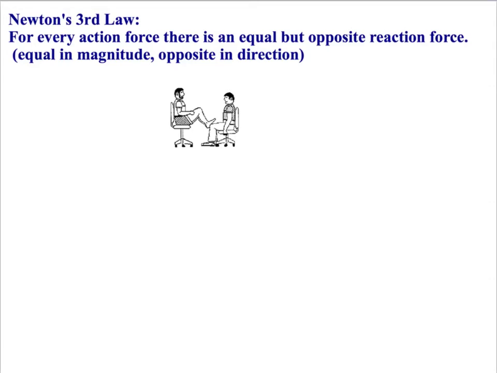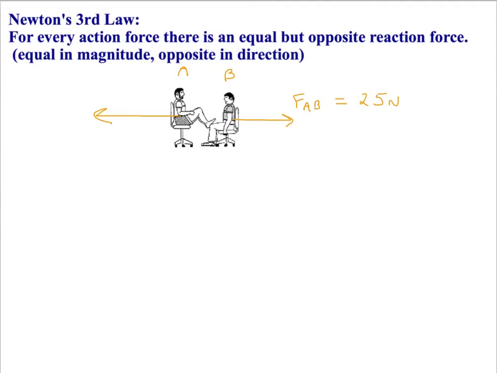Let's look at these guys on the chair. If this guy here puts a force on this guy here, maybe let's stick some letters here. If guy A puts a force onto guy B, let's say the force that A puts on B is, I don't know, 25 newtons, then B actually is going to push on A with the exact same force.